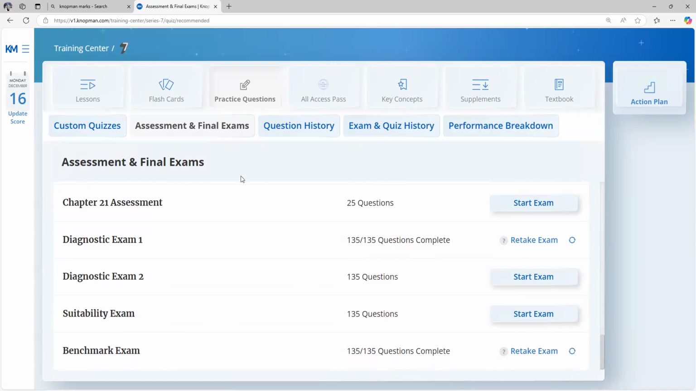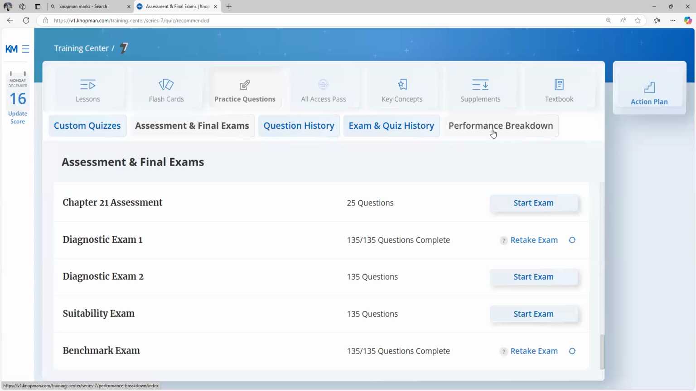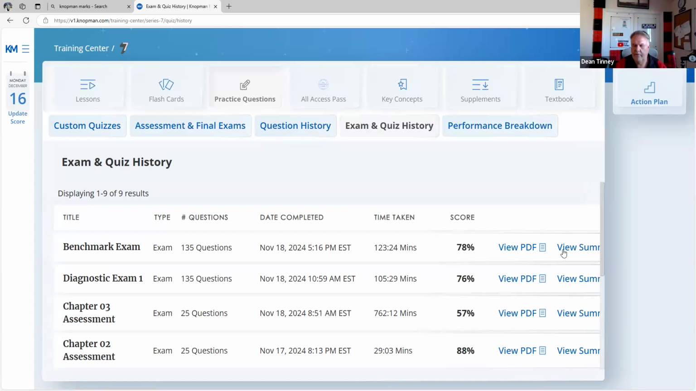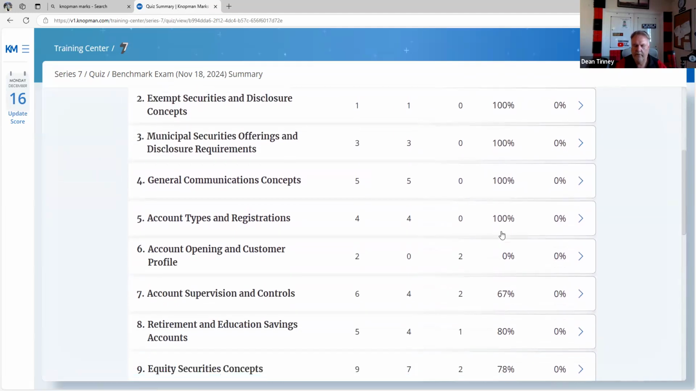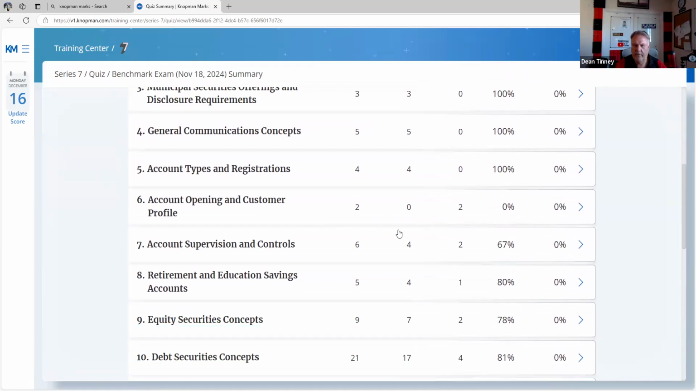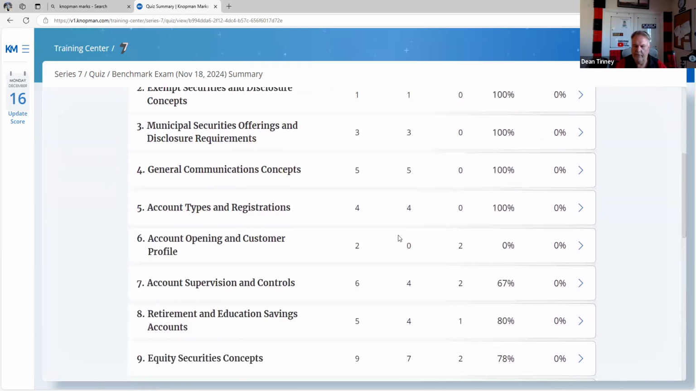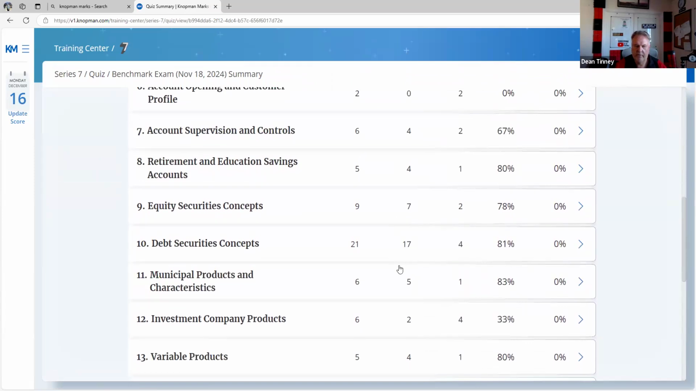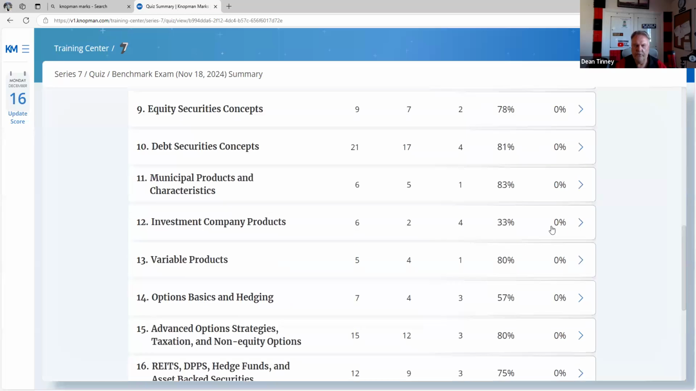I don't know how we... So assessment, custom quizzes, flashcards, exam and quiz history. Oh, there we go. View summary. There we go. Answered correct. So we missed two on account opening and customer profile. Incorrect. So there's our incorrects. Debt securities concepts. Okay. I'm just wondering how we tell it to show us the ones we missed.